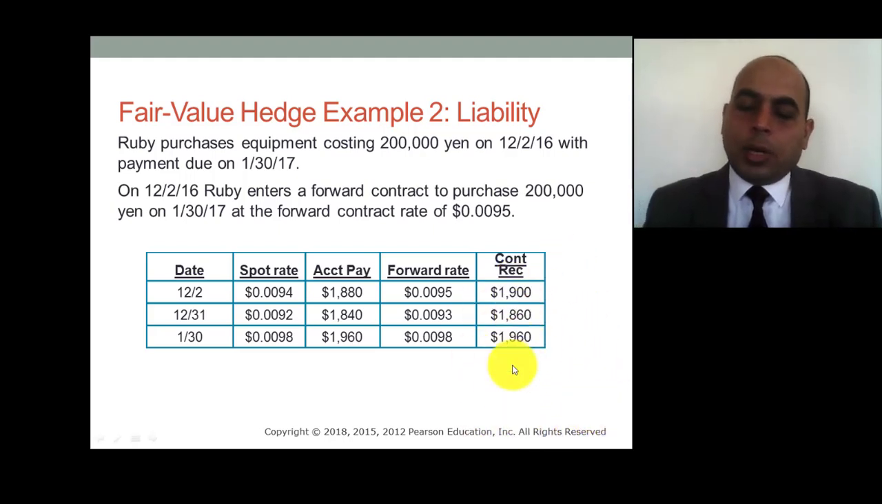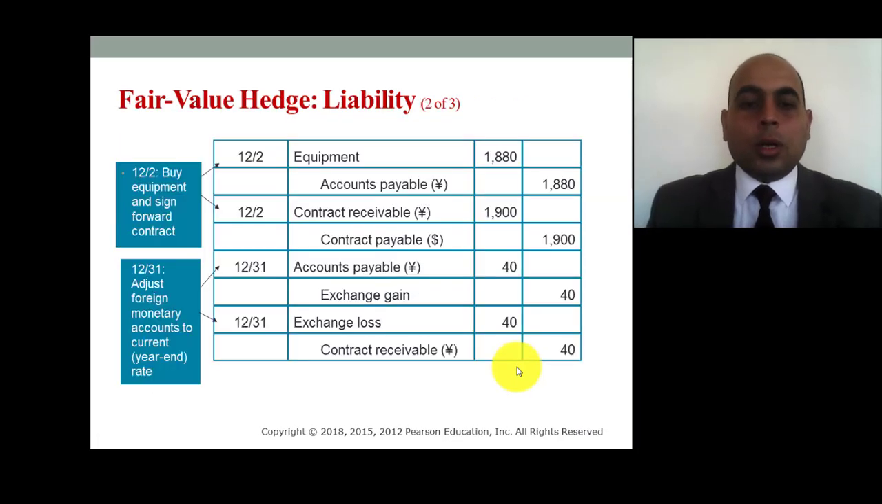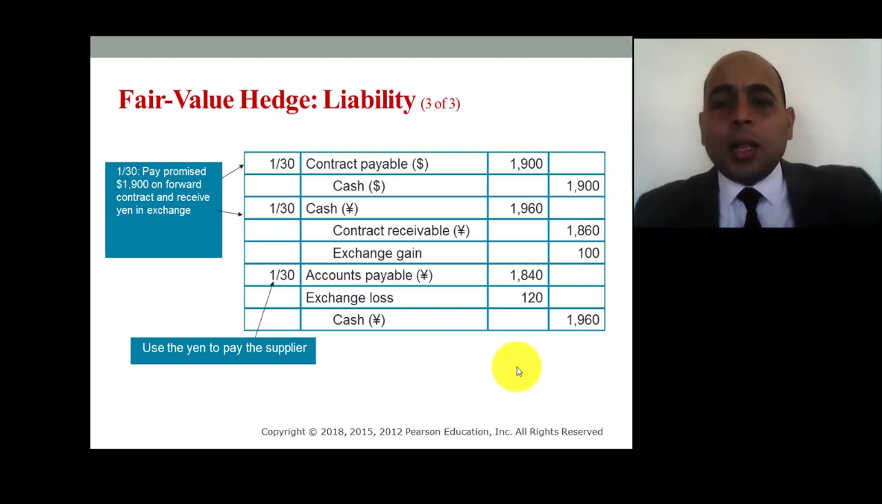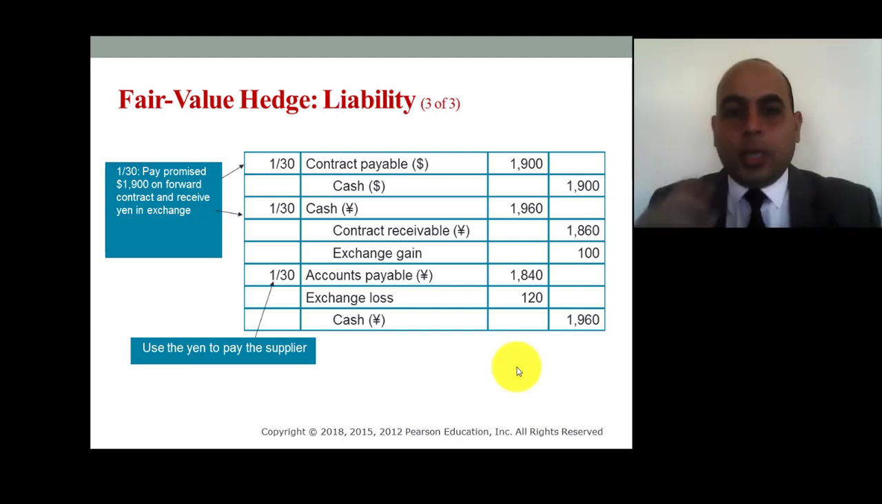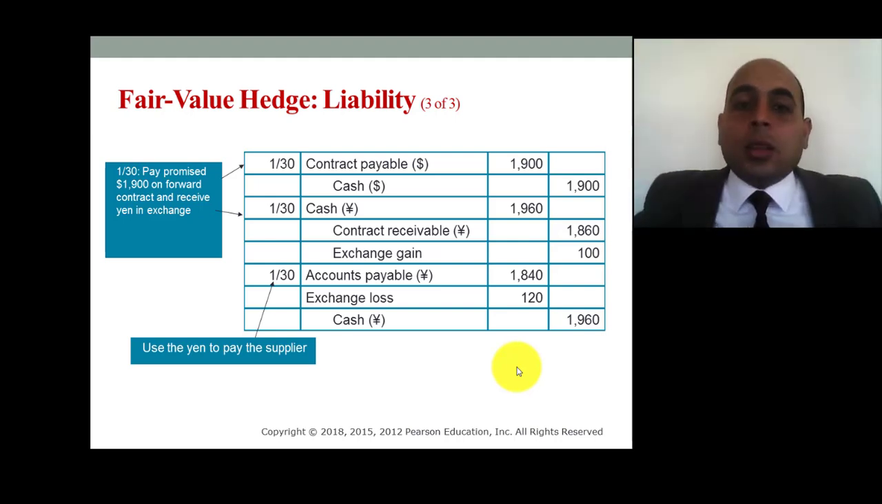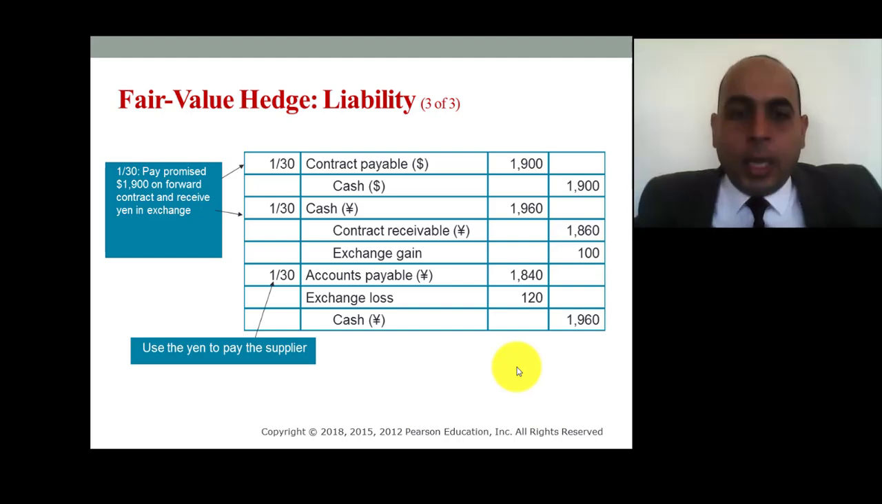It means we have gained by $100. Let us see how we will record it on January 30. We will settle the forward contract. It means we will pay them the 1,900, the amount we owe, to receive 200,000 yen. First of all, we will pay them, and then they will pay us.